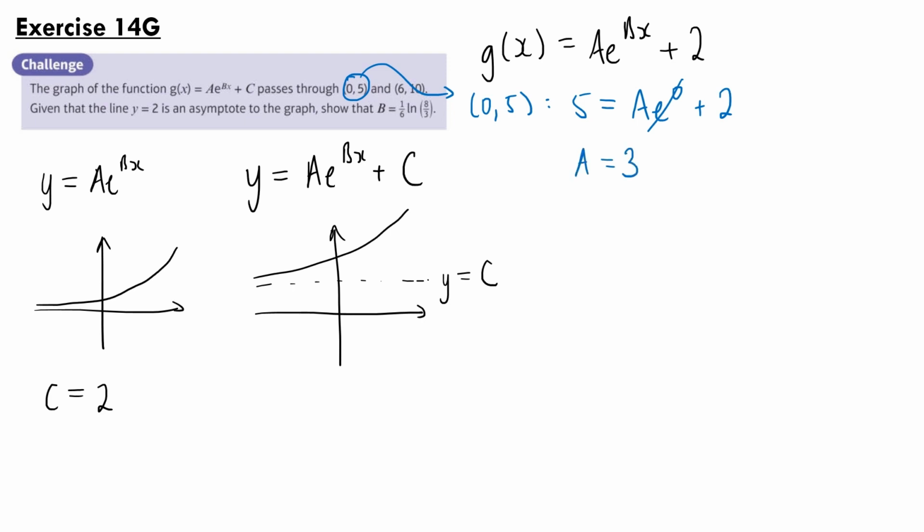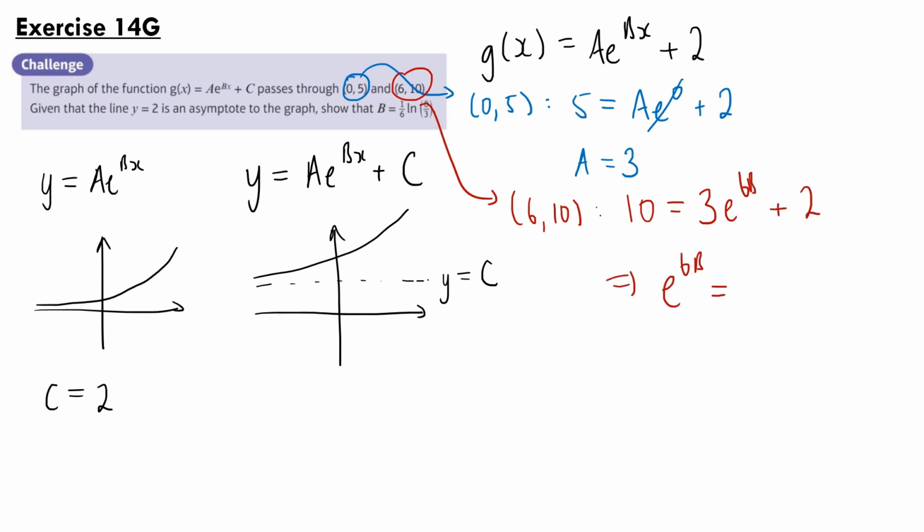Now if we do the same for the point 6, 10, then we've got 10 is equal to 3 times e to the power of 6b plus 2. So e to the power of 6b is going to be equal to 8/3. And therefore, taking ln of both sides, we have 6b is equal to ln of 8/3. So b is equal to 1/6 ln of 8/3 as required.